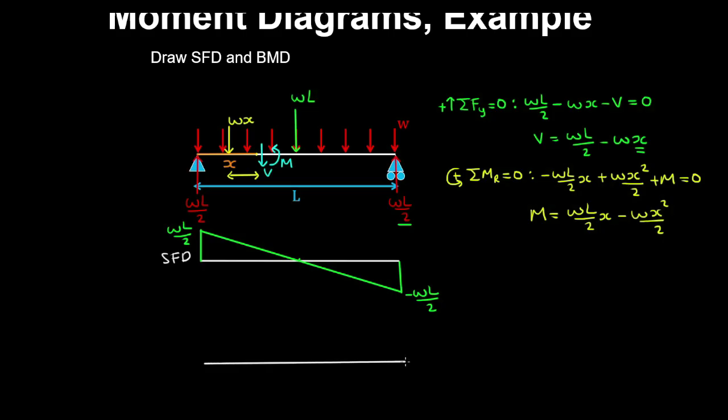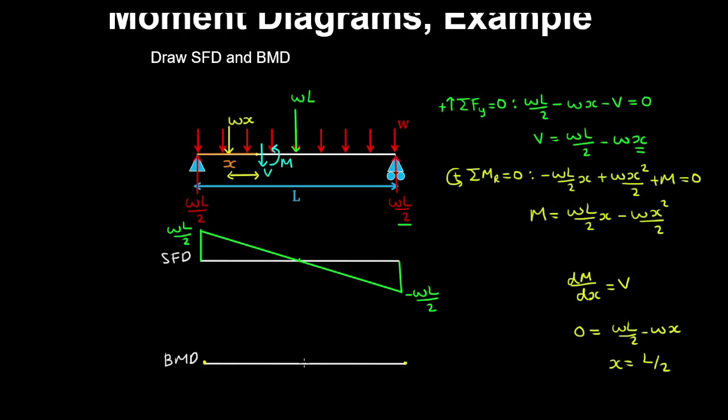And now we can draw the bending moment diagram. We know that at a pin and a roller, the bending moment is 0. So if you substitute x equals 0 and x equals L, that's what you'll get. And remember this equation that says that the derivative of the bending moment is equal to the shear force. So if we set the shear force to 0, we obtain WL/2 minus Wx, and therefore x equals L/2.